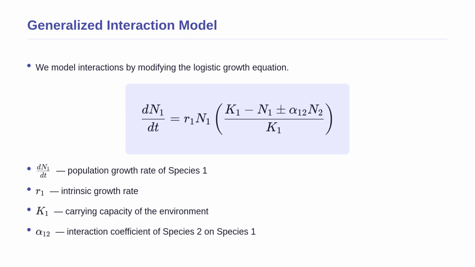To truly predict how species affect one another, ecologists use mathematical models. We start with the basic logistic growth equation and add an interaction term. In this formula, dN1 over dt is the population growth rate of species 1. R1 is the intrinsic growth rate, and K1 is the carrying capacity. The crucial new piece is alpha 1,2, the interaction coefficient. It represents exactly how much species 2 helps or harms species 1. N2 is the population of species 2. If the interaction coefficient increases, the impact of the second species becomes much stronger.